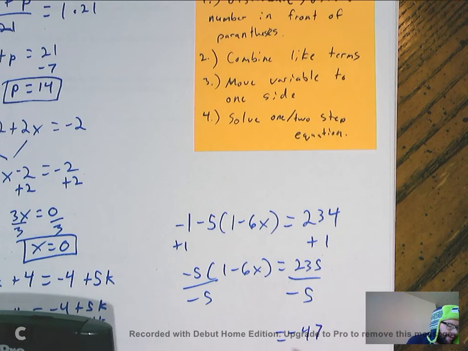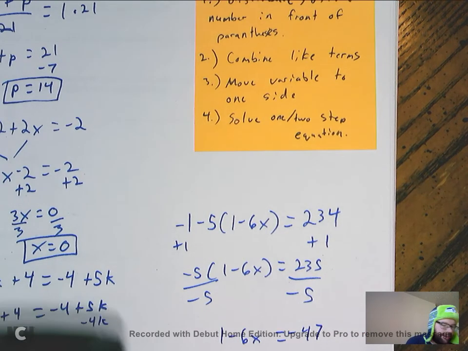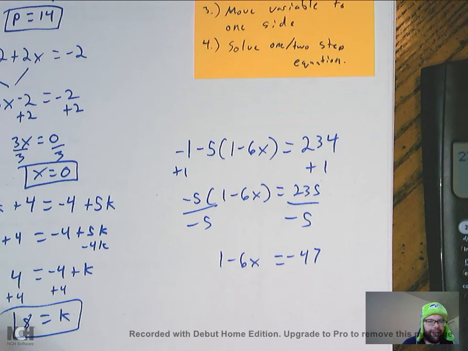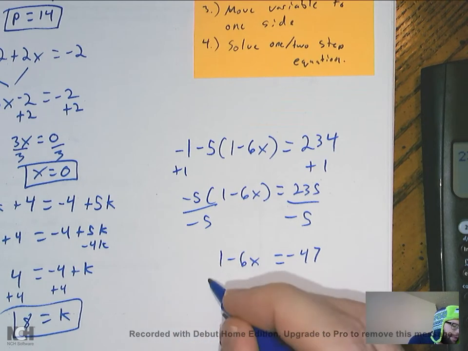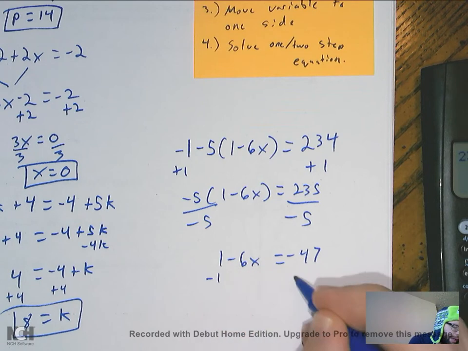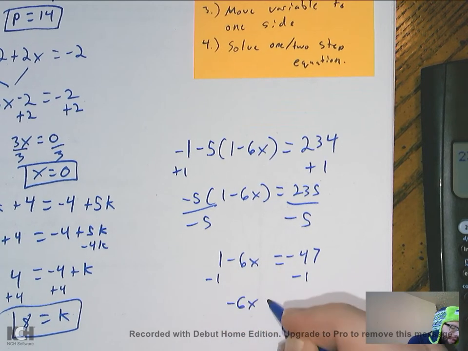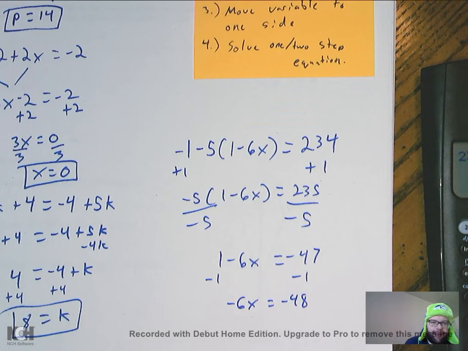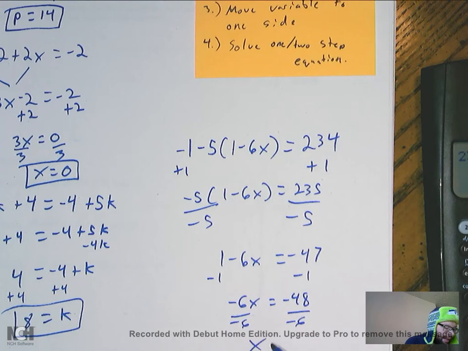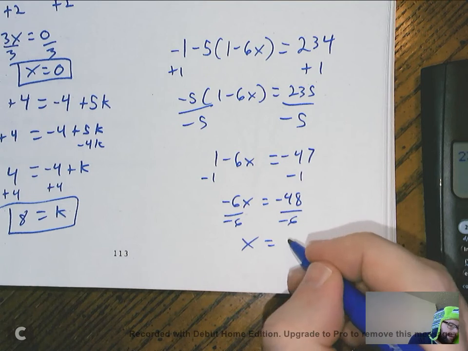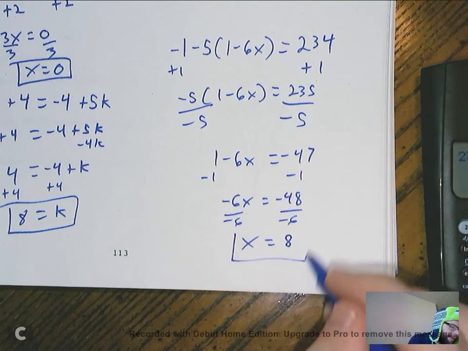So negative 47 is going to equal 1 minus 6x. And the parentheses is gone at that point because, again, the 5 isn't multiplying with it anymore. So then it's just a party problem. So I've got an acquaintance and a best friend. I'm going to get rid of the acquaintance first. It's a positive one, so I'd have to subtract it, which gives me negative 6x equal to negative 48. And then the last step would be to divide by the best friend. And I'm going to get x equal to a positive 8. And that would be my answer.